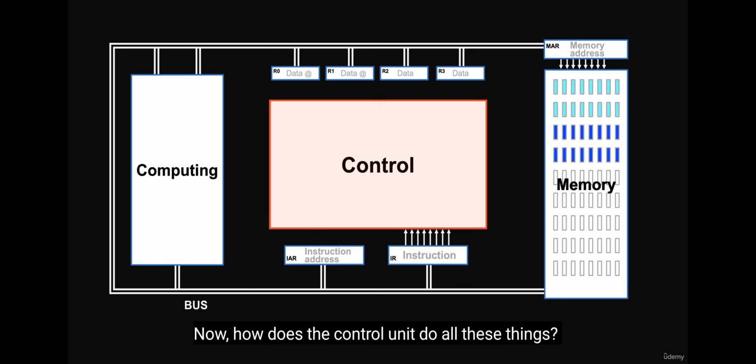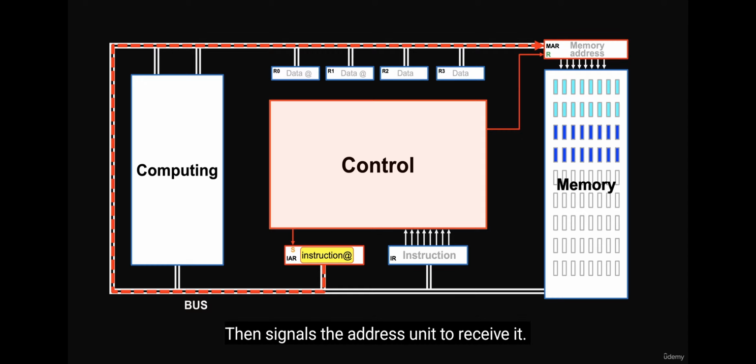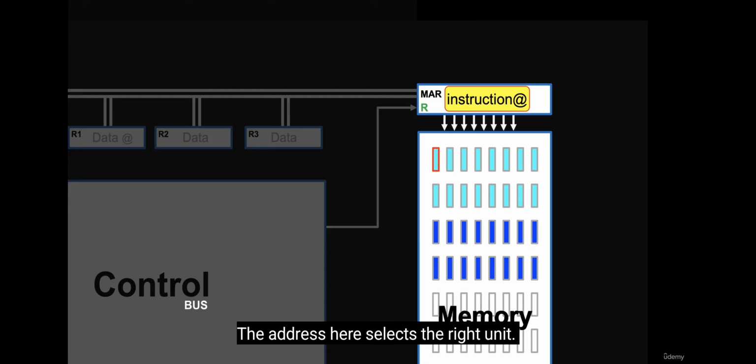Now, how does the control unit do all these things? Well, it sends signals. The instruction pointer has the first instruction address. The control unit signals it to let it out, then signals the address unit to receive it. The address here selects the right unit.